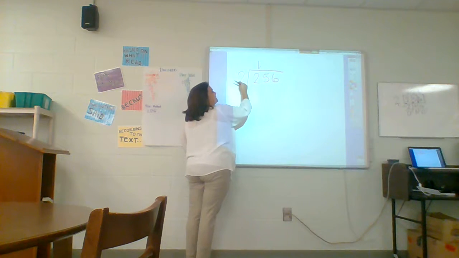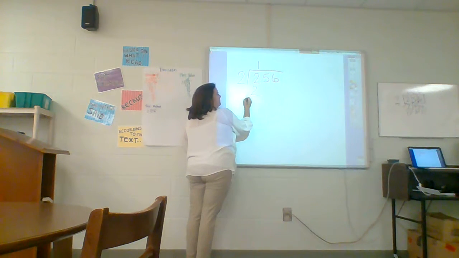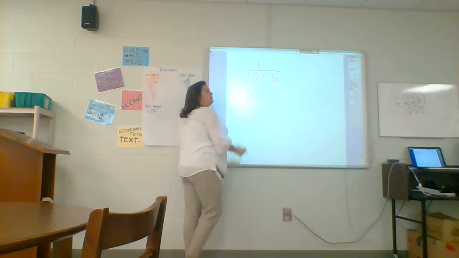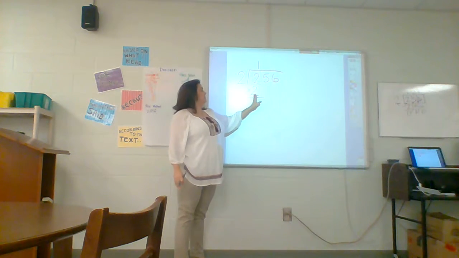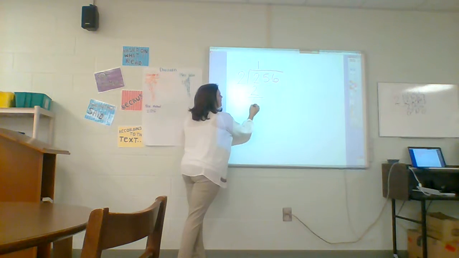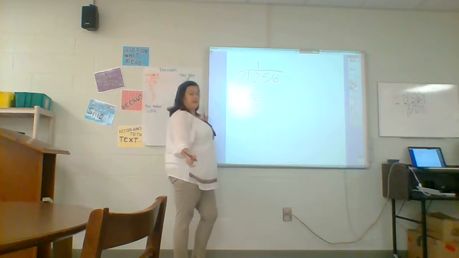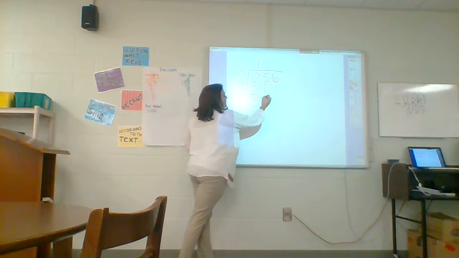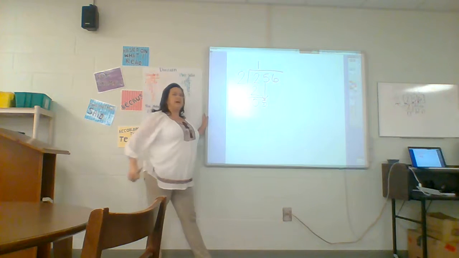So 1 times 2 is 2. Now what do I do? I subtract. I'm going to subtract 2 from 2. And what do I get? 0. All right, very good. Now I'm going to bring down my 5 right here. Now, is there anything I can multiply by to get 5?